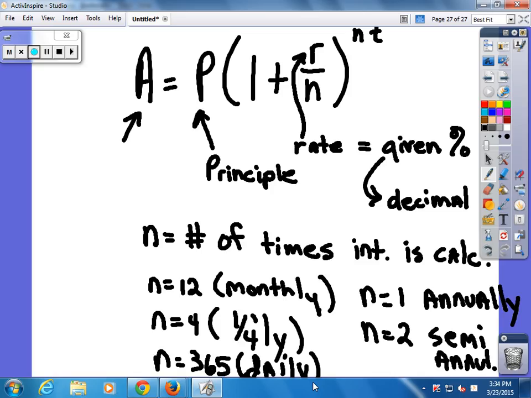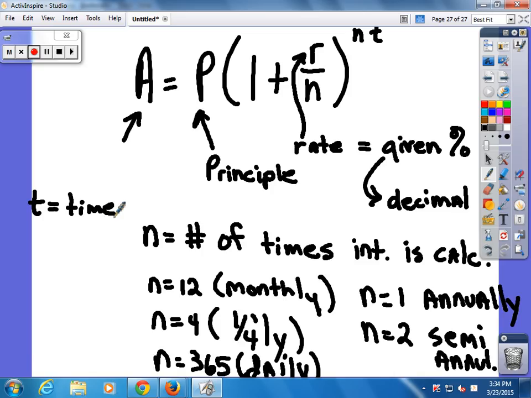Notice, what do these all have to do with? All of them have to do with time. Number of times interest is calculated throughout the year. Monthly, annual, semi-annual, compared to a year. So T is always going to be written in terms of years.